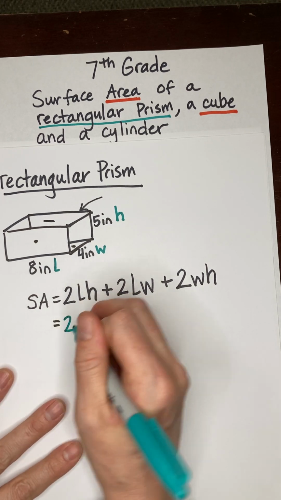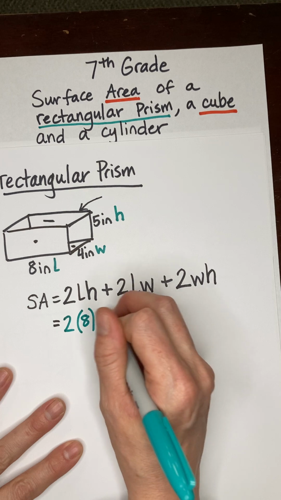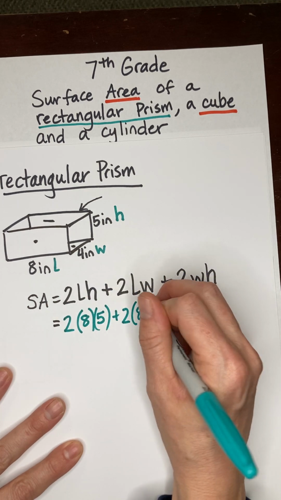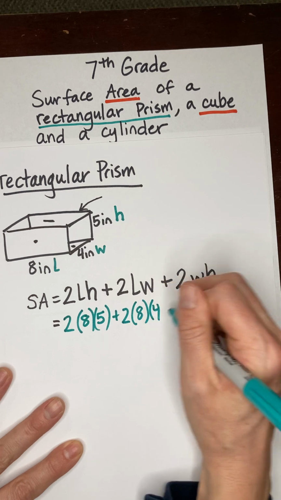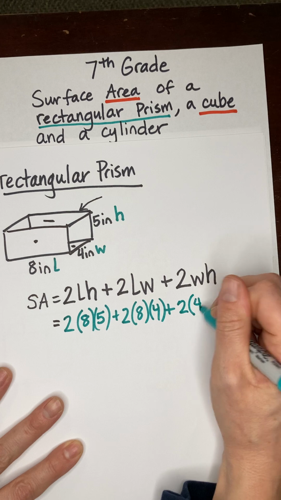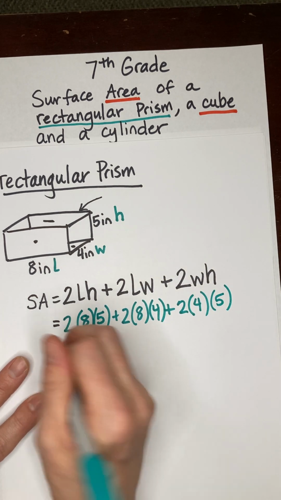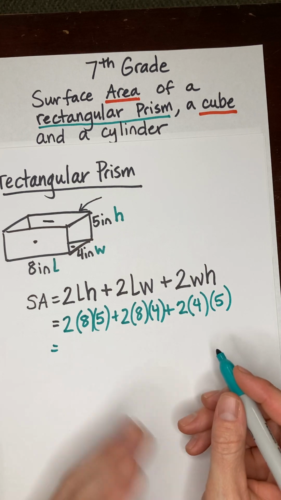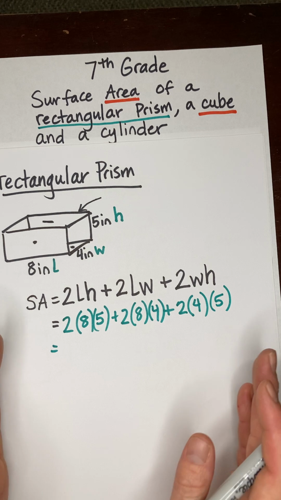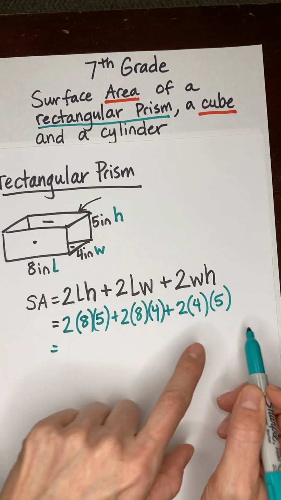So we have 2 times our length, which is 8, times our height, which is 5, plus 2 times our length, which is 8, times our width, which is 4. Forgot that. 2 times our width, which is 4, times the height, which is 5. Okay, let's go ahead. Now, with our order of operations, it tells us to do multiplication left to right before we do any addition. Okay, so we're not going to be adding anything yet. We have to multiply these 3 terms first.